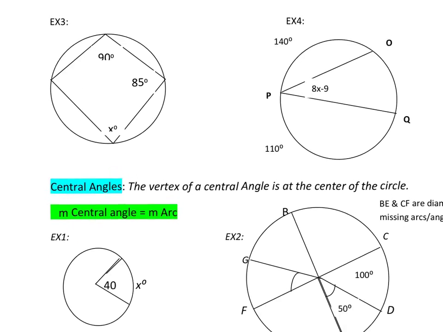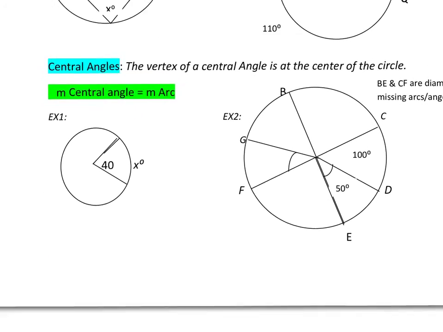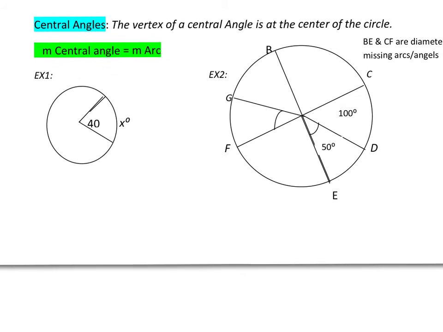So now let's go down to central angles. Now for central angles, notice the definition. The vertex of a central angle is at the center of the circle. So this is the vertex of the angle, and this is the angle that is created. Okay, so there's the central angle.